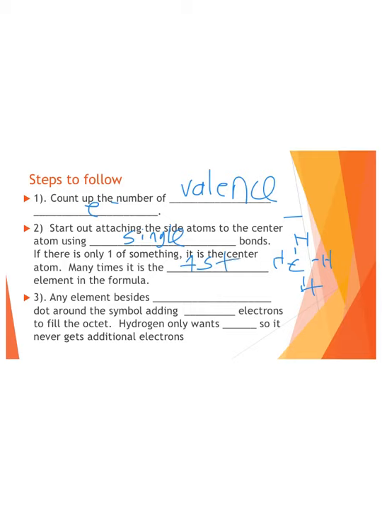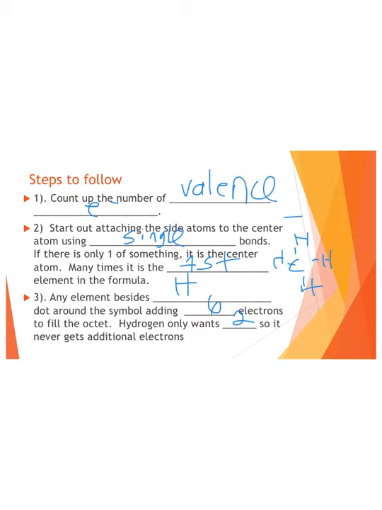Like water is H2O. But usually the first element is the center element. For any element besides hydrogen, so hydrogen is special, there's even bumper stickers that say that, they want to start adding them. So what you're going to try first is just add 6 more electrons to it. Hydrogen only wants 2, so you're not going to do that.